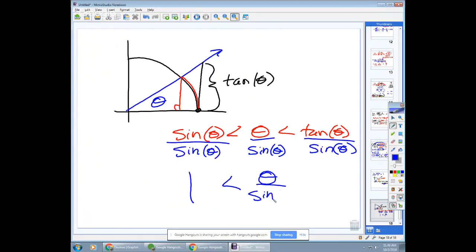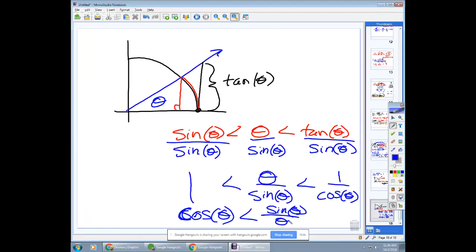Can I reduce the tangent of theta over the sine of theta? It's sine over cosine, divide the sine out, what do you get? Almost. 1 over cosine. Yeah, it turns out this sector is 1 over cosine of theta. All right. Now, if we flip everything here vertically, that also flips everything 180 degrees too. So if I flip everything, I end up with the cosine of theta is less than sine of theta over theta, which is less than 1.